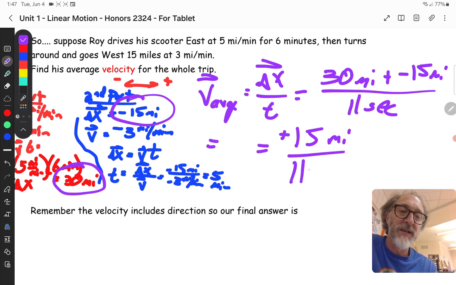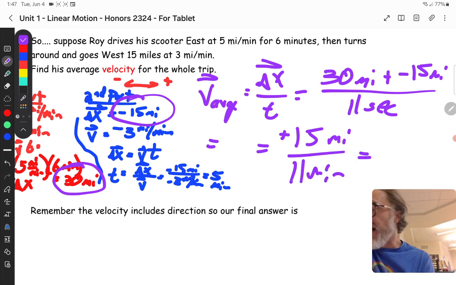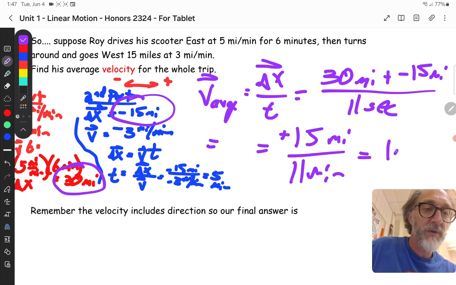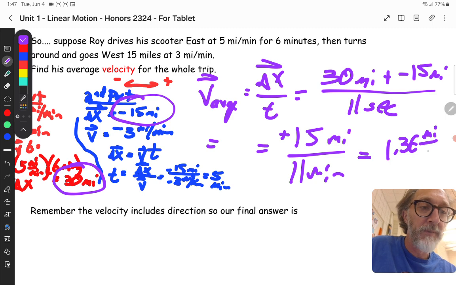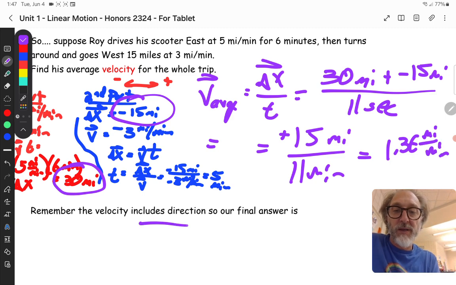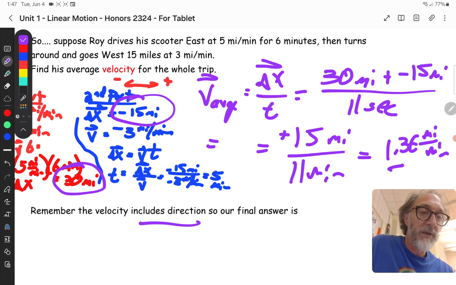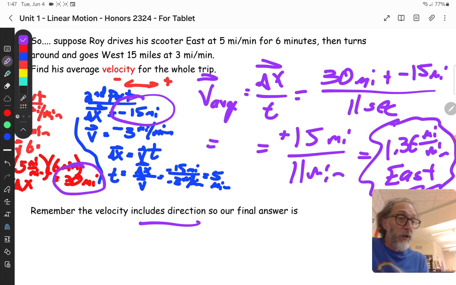And this took him 11 minutes. And so his average velocity is 15 divided by 11, 1.36 miles per minute. And notice it includes direction. So now I need to say what the direction is so that whoever's reading my work knows that he ended up going east overall. If we all agree that positive is east, then positive is sufficient. But if it's unclear which way is positive, you need to write it in words, okay? All right, so there we go.